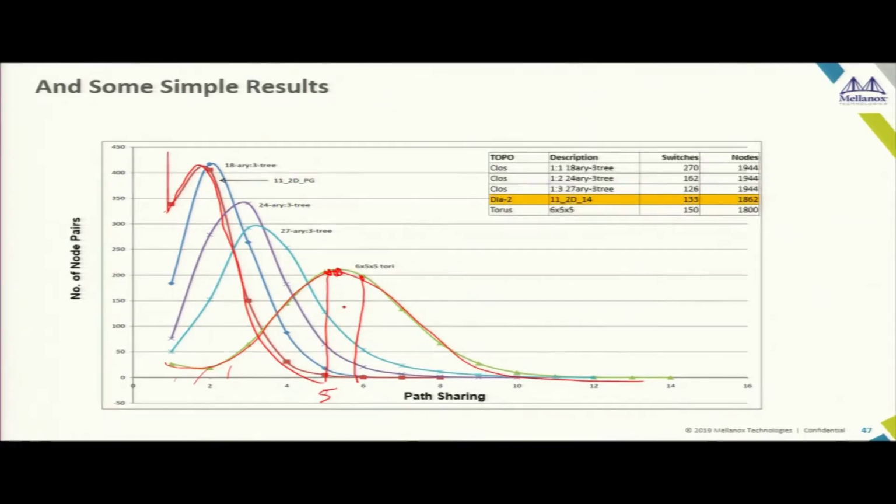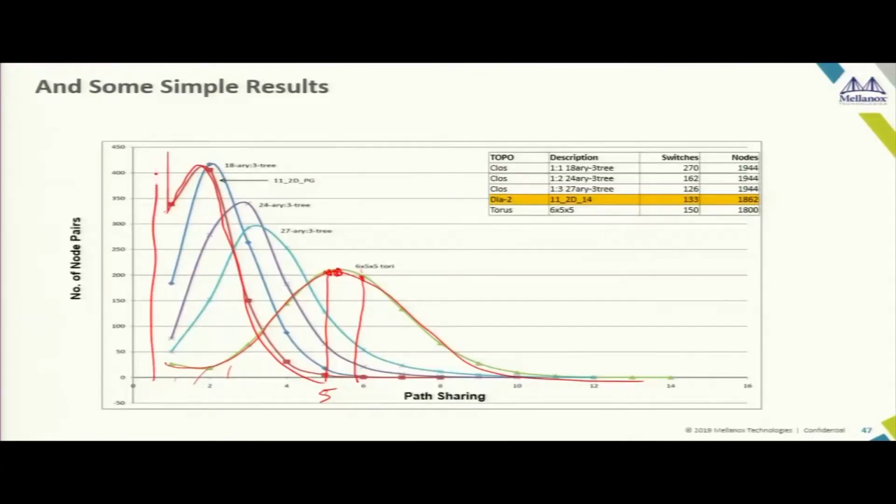How many of you would say that this 6 by 5 by 5 torus is the best network? Okay, so the first guys are right. And why? Because in a perfect network, you don't want segment sharing.